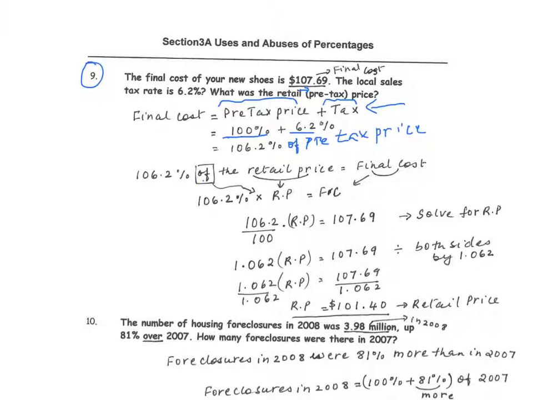So let's convert that into an equation as usual. 106.2% of translates to multiplication. The retail price, let's just call it RP for now, equals the final cost FC. 106.2% is 106.2 divided by 100, of translates to times the retail price is equal to the final cost, which is 107.69. So we know the final cost of your shoes.